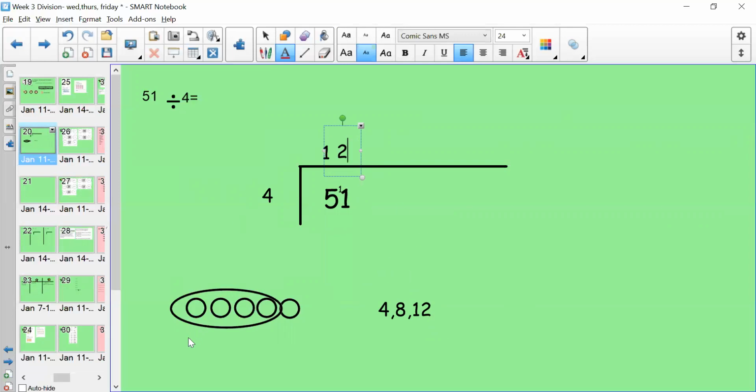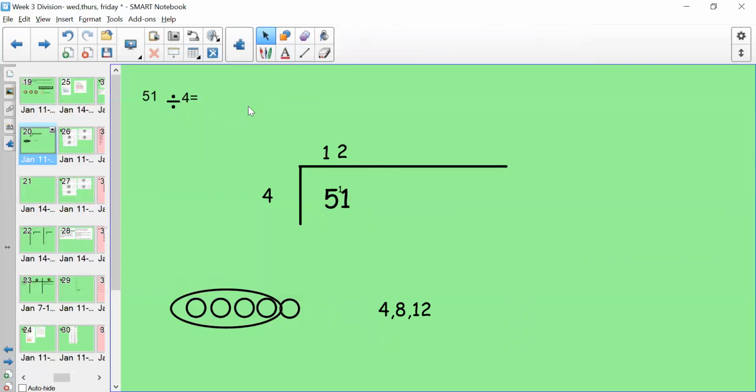So let me show you with the circle example as well. So if we've got 1, 2, 3, 4, 5, 6, 7, 8, 9, 10, 11. Okay, so there's our 11.